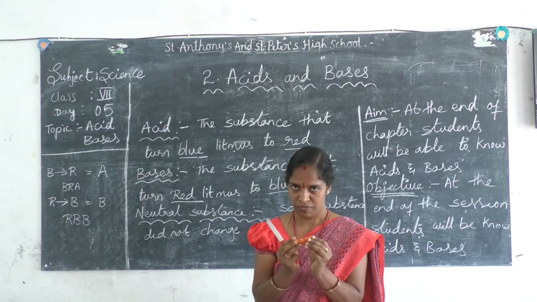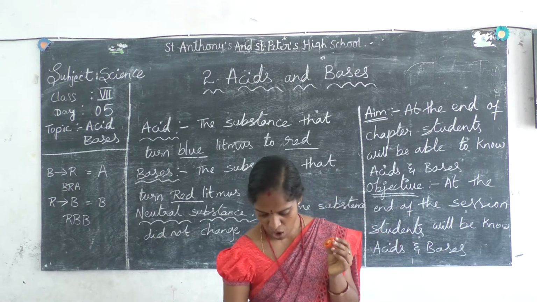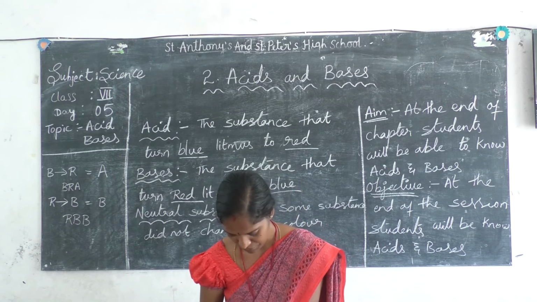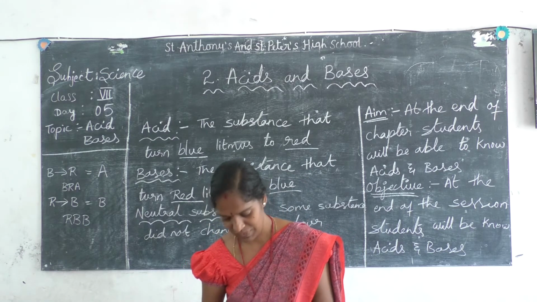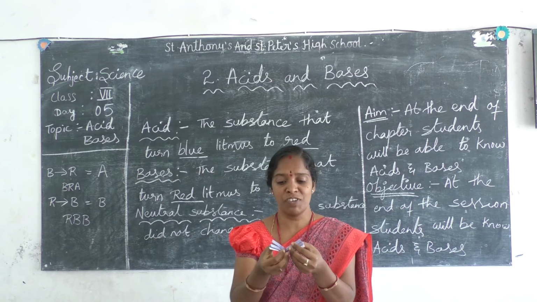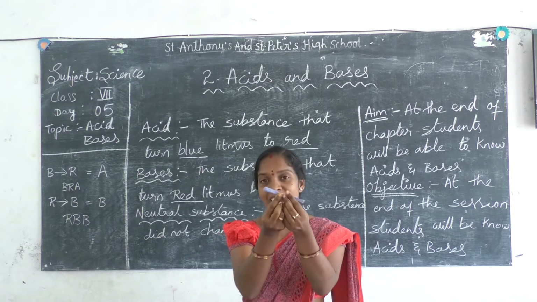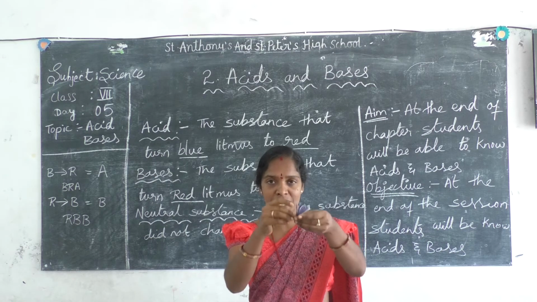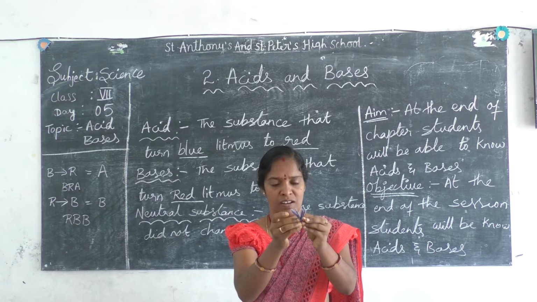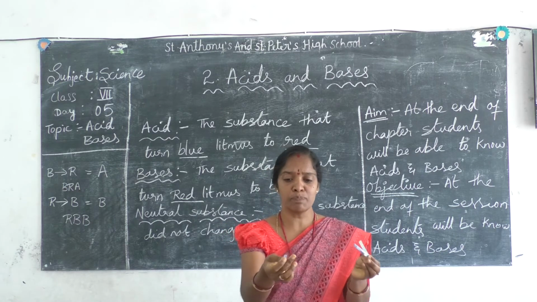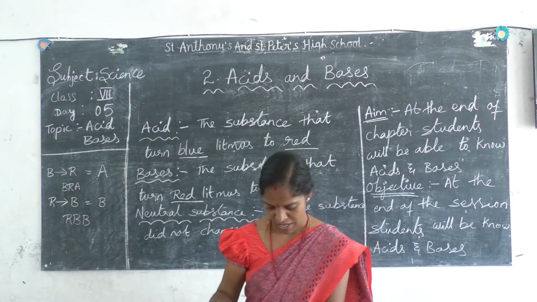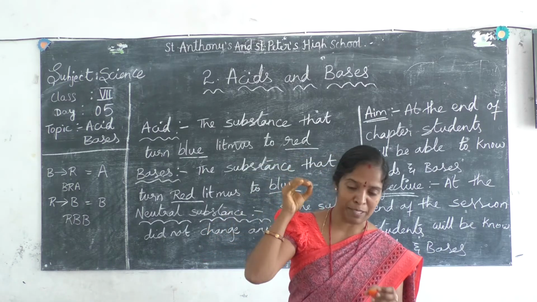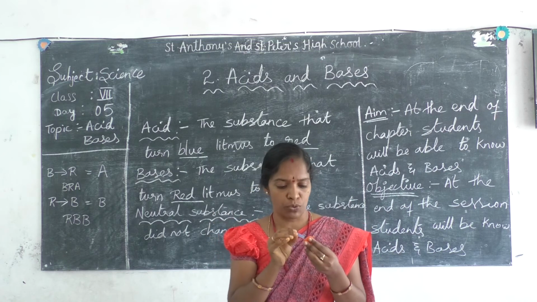See here. Now I am taking the litmus papers. Which litmus paper is this? Yes, you are right. It is a blue litmus paper. I am taking the blue litmus paper. This is a blue litmus paper strip. Now see here. I am dipping this litmus paper in the tomato.